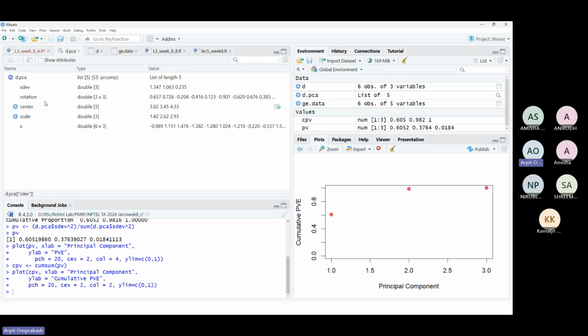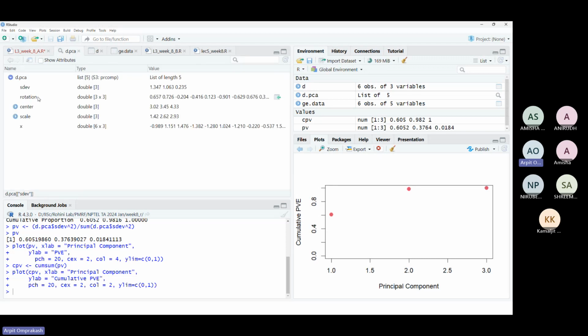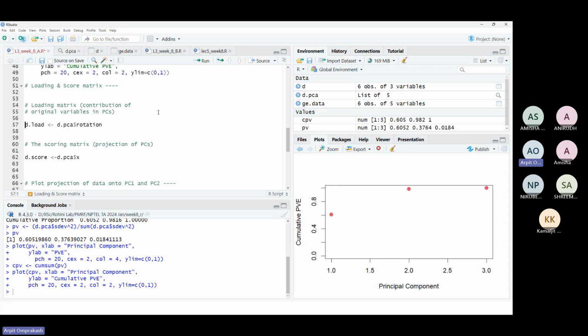Then again, we had these different variables in d.pca, the result of the PCA that we carried out. d.pca has something called rotation. This rotation is our loading matrix, right? Which has the dimensions n cross f. It gives the contribution of the original variables to the principal components.